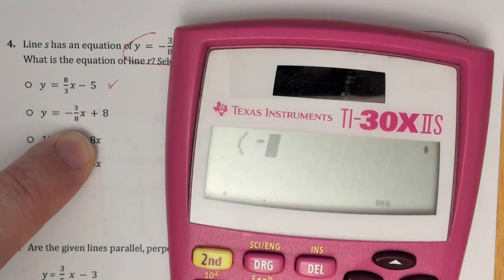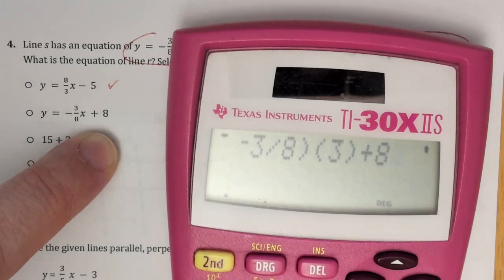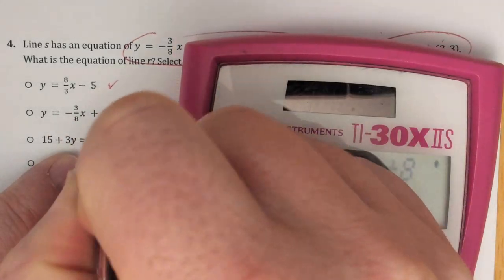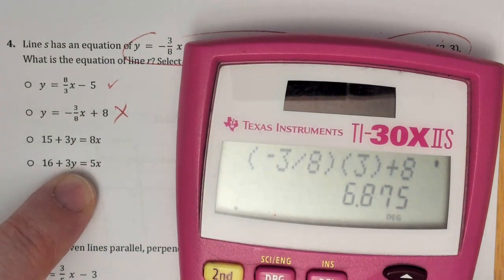So parentheses, negative 3 divided by 8 times 3, add 8. Do I pop out with a 3? Okay, so this one is definitely out. There's no way that this one works. So this equation is totally out. All right, how about this one?